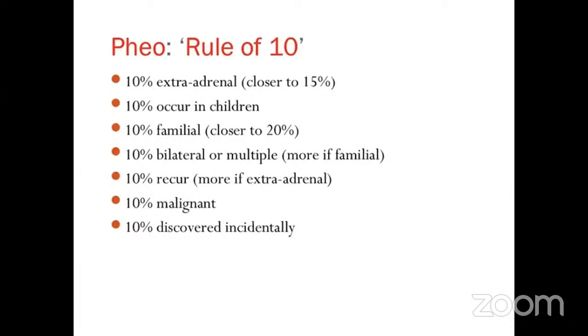Rule of 10 in pheochromocytoma. They are 10% extra adrenal, 10% occurring in children, 10% familial, 10% bilateral multiple, 10% recur, 10% malignant, and 10% are discovered incidentally.